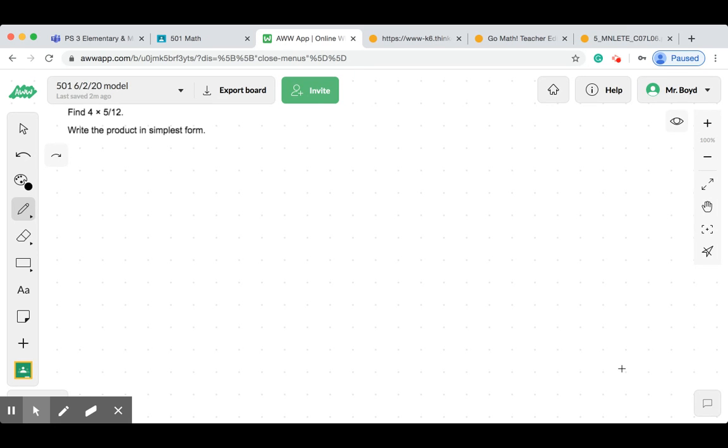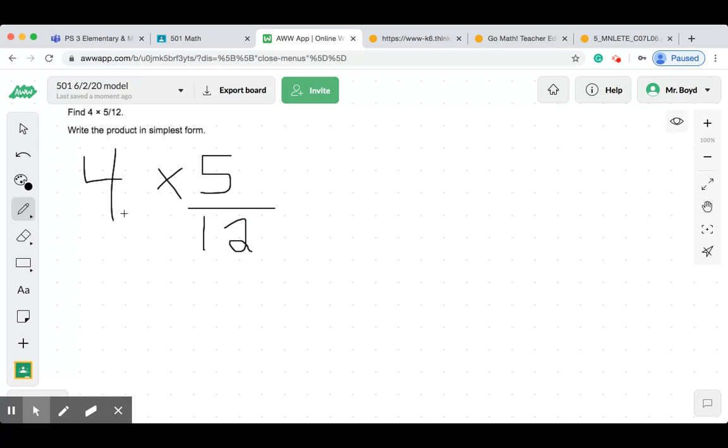Now, you are going to notice that it is a little bit different than when we add and subtract fractions because the denominators do not have to be the same. So, first I'm going to rewrite the problem. It says 4 times 5/12.